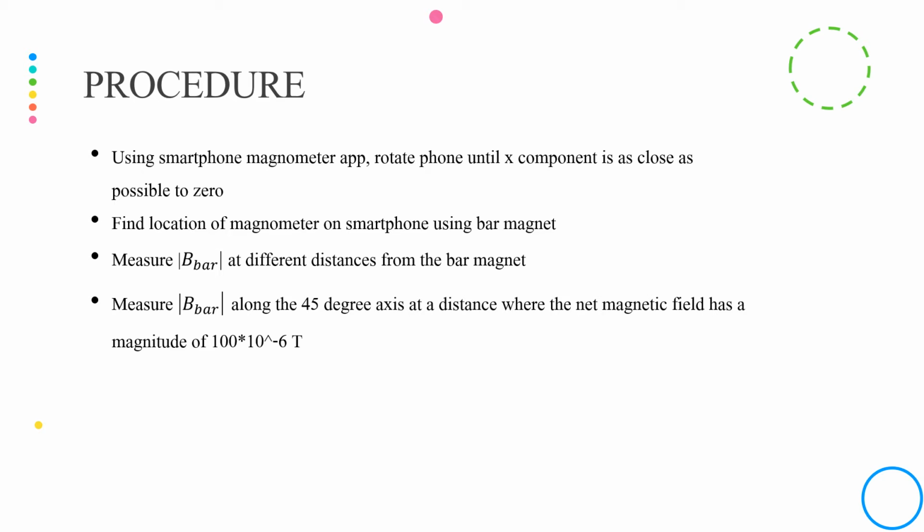Then we measure the magnitude of the magnetic field of the bar magnet at different distances from the bar magnet. And then we measure the magnitude of the magnetic field of the bar magnet along the 45-degree axis at a distance where the magnetic field has a magnitude of 100 times 10 to the negative 6 teslas.